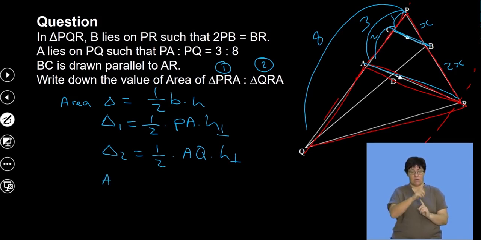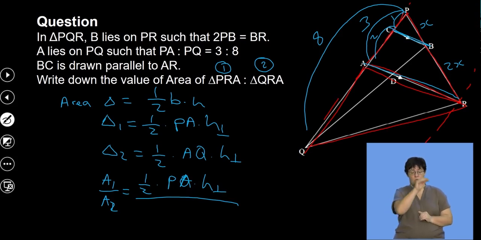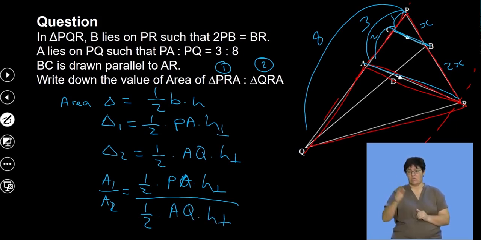So area 1 over area 2 will be equal to 1 over 2 multiplied by PA times the height, over 1 over 2 times AQ multiplied by my height. I know that my heights are going to be the same because they're from the same vertex to the same baseline, and the halves are going to divide out. So I must try and find what is PA over AQ.